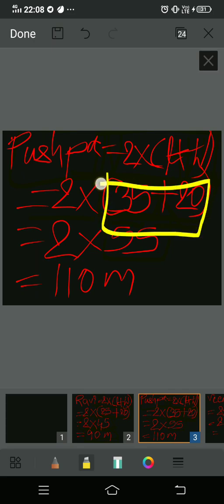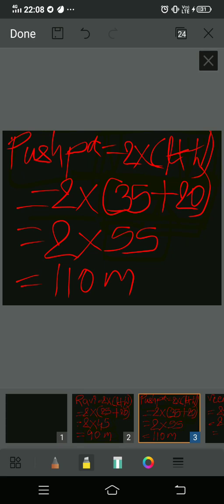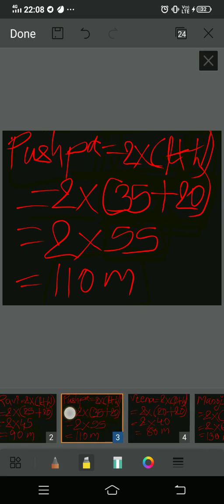So 35 plus 20 is the formula, because here we have plus. In the formula we have plus here. So 35 plus 20 you get 55, and 55 multiplied by 2 you get 110 meters. So for Pushpa, the requirement of fencing is 110 meters.